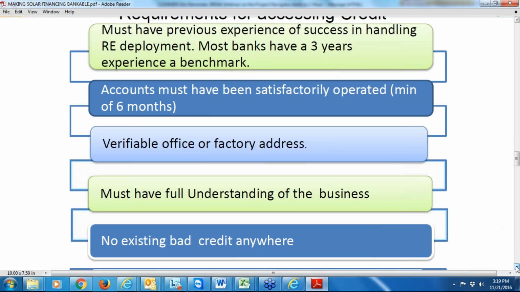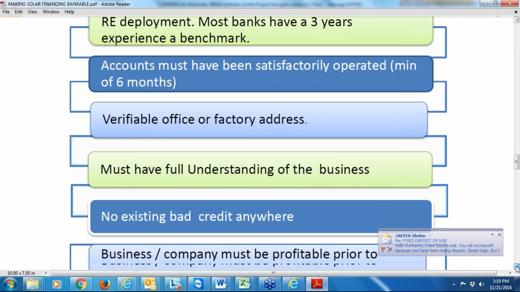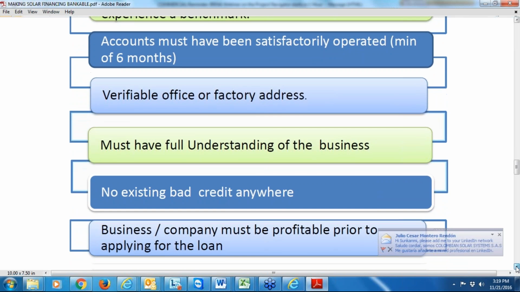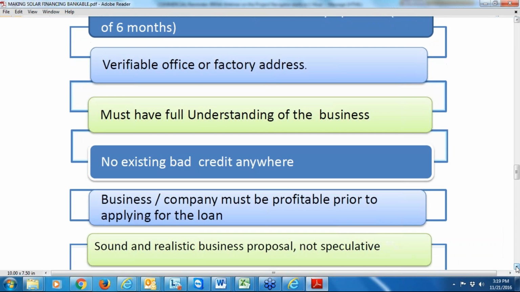And one of the key things that banks will do is that they will do a background check on you that is borrowing and also on the key player. There must be no bad credit existing anywhere on your name. And then your company should be able to show itself as being profitable over a given period of time.